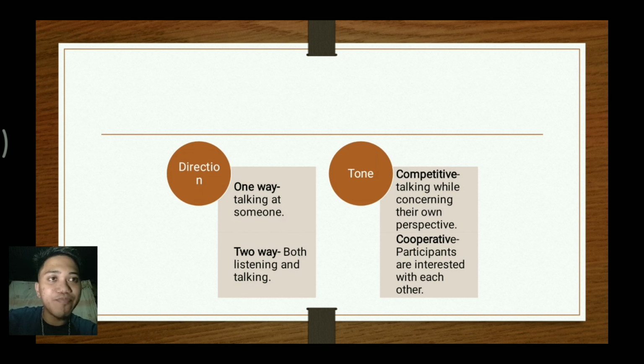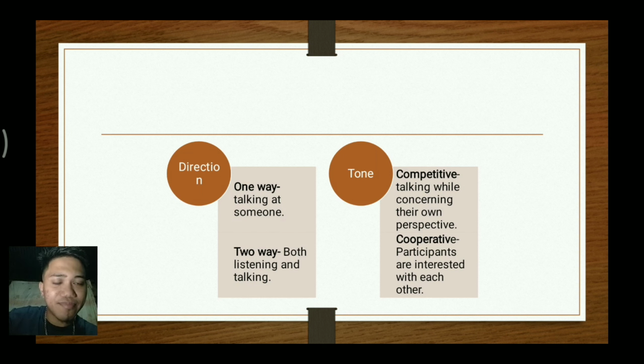That's it. And the tone, we have competitive and cooperative. Under the competitive, talking while concerning their own perspective. And cooperative, participants are interested with each other. So basically, in the competitive, a speaker is concerned only with his own stance. He or she doesn't care about your perspective.